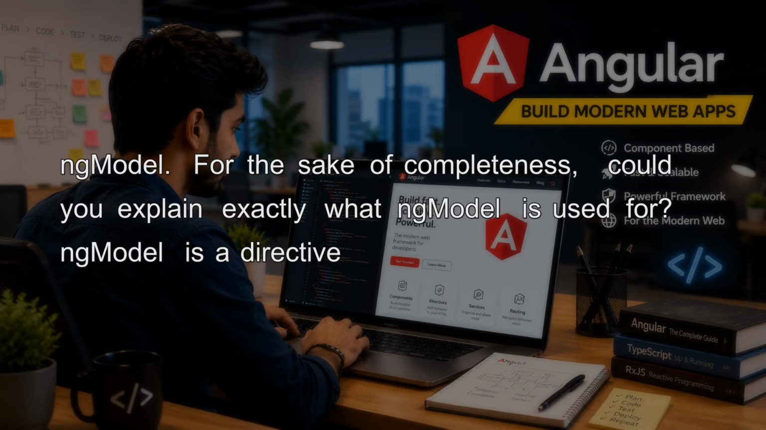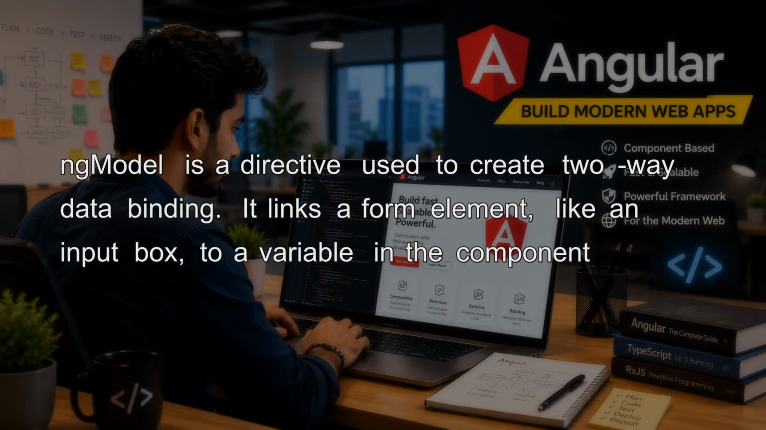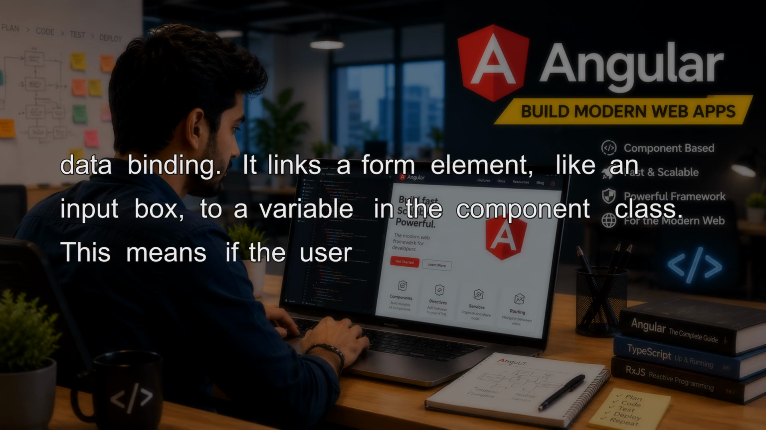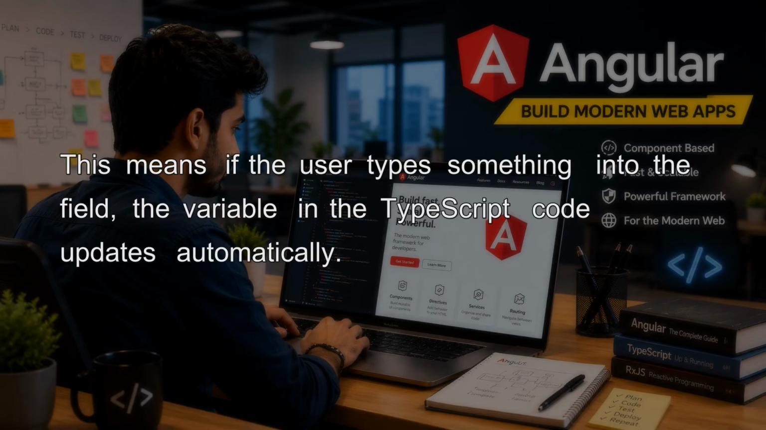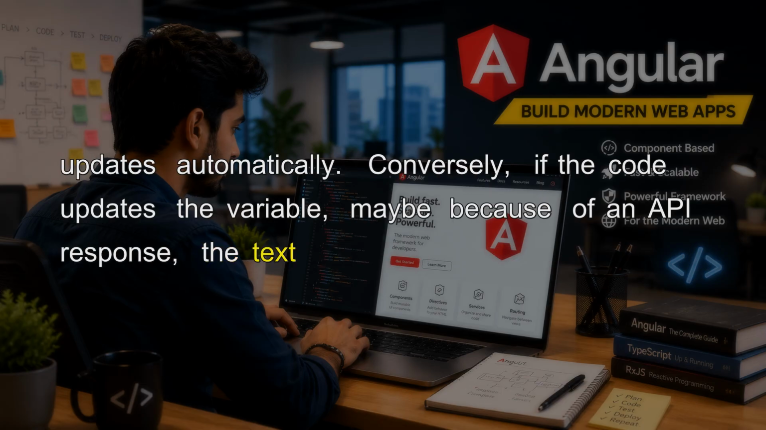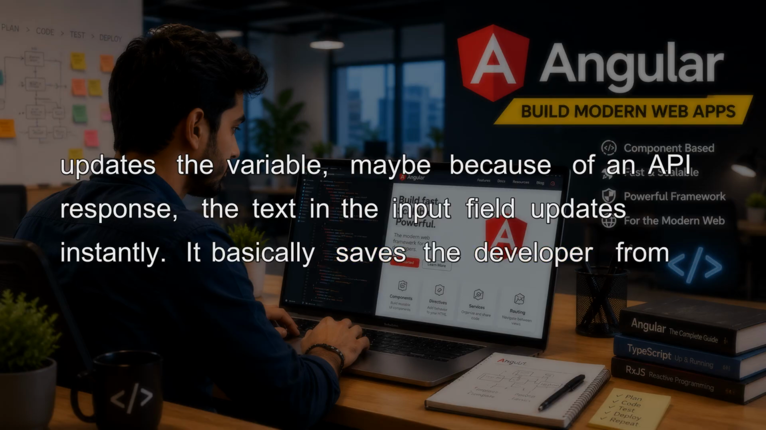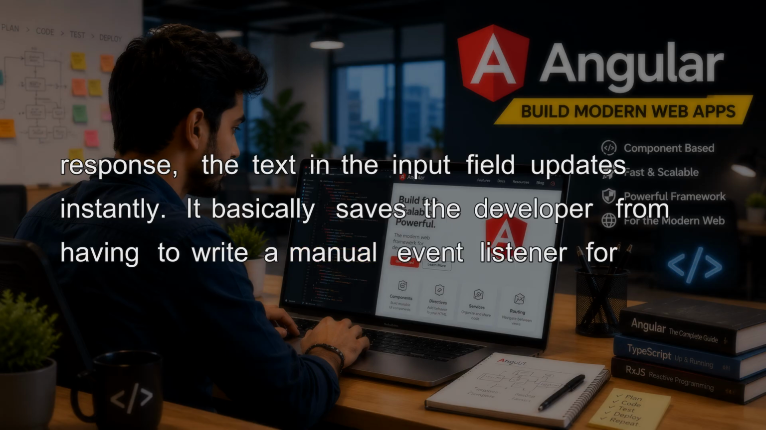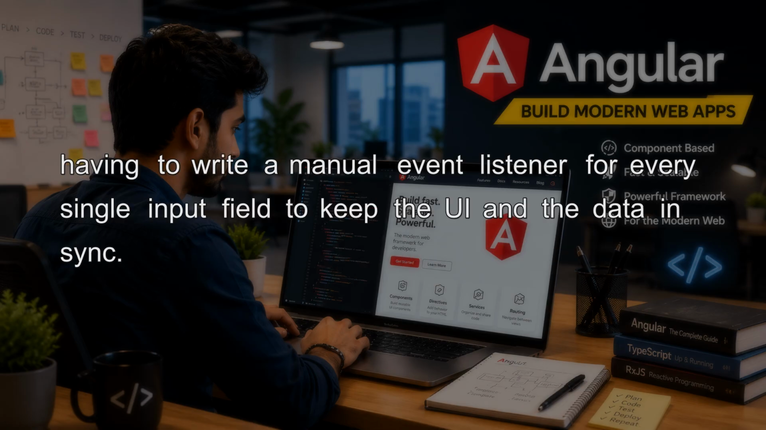ngModel is a directive used to create two-way data binding. It links a form element, like an input box, to a variable in the component class. This means if the user types something into the field, the variable in the TypeScript code updates automatically. Conversely, if the code updates the variable, maybe because of an API response, the text in the input field updates instantly. It basically saves the developer from having to write a manual event listener for every single input field to keep the UI and the data in sync.